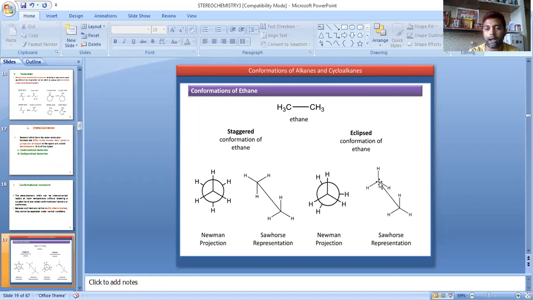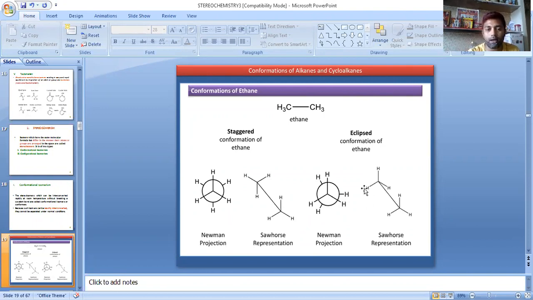In the Sawhorse projection, you see the back carbon is inverted Y, and the front carbon, again, is inverted Y. So they are the same, inverted Y and inverted Y, with atoms connected on the inverted Y. This is a case of the eclipsed conformation. In this case, the dihedral angle is 0.